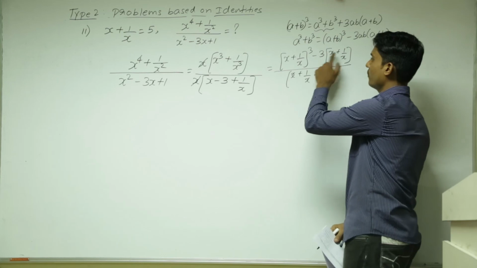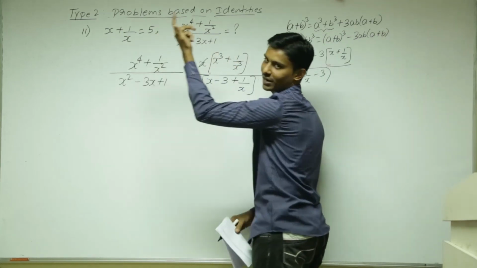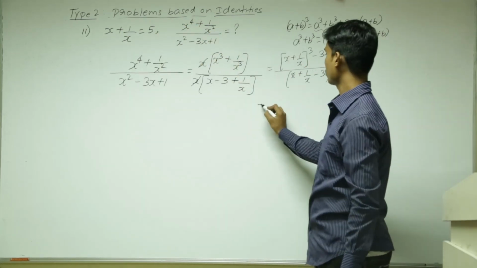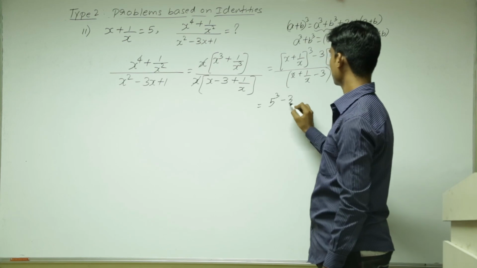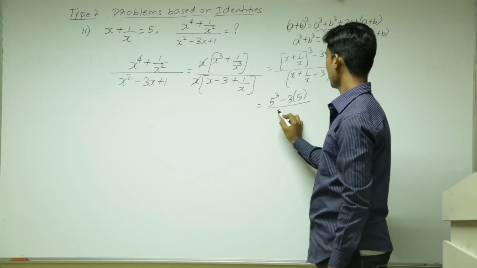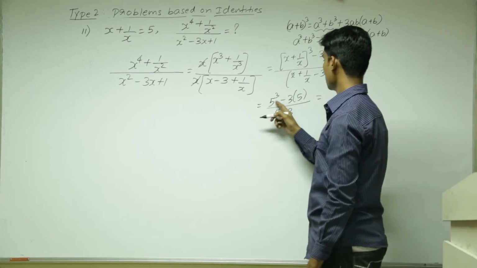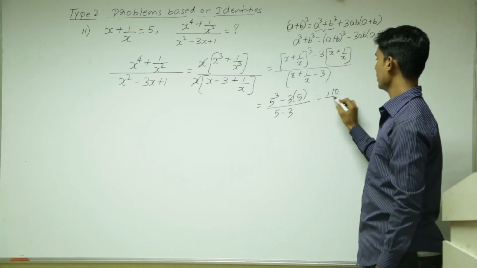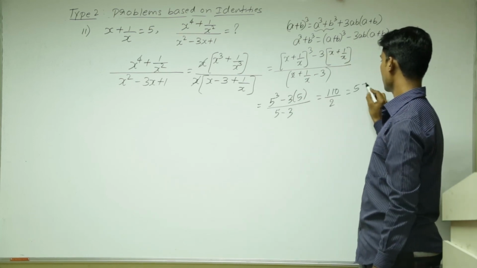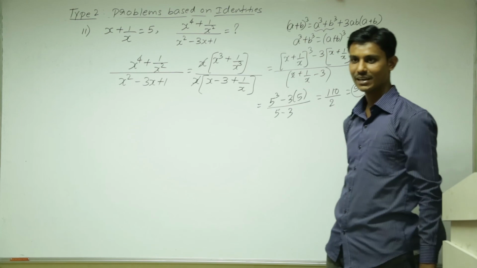Now we know the value of x plus 1 by x. It is given in the question as 5. Substitute, simplify. So this is 5 cube minus 3 into 5 divided by 5 minus 3. 125 minus 15 is 110, divided by 2. Answer is 55. Clear, right?